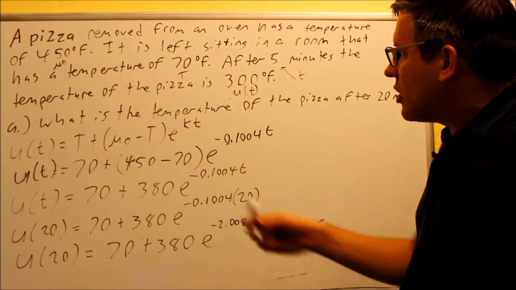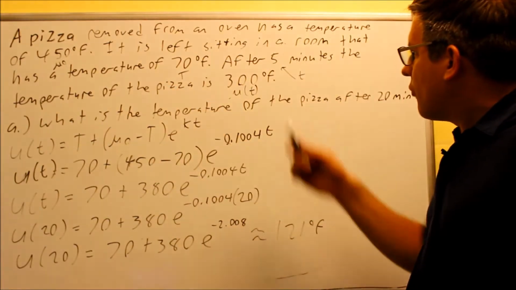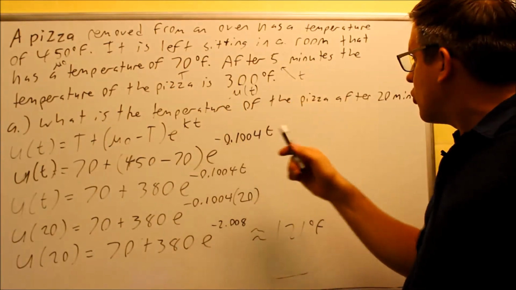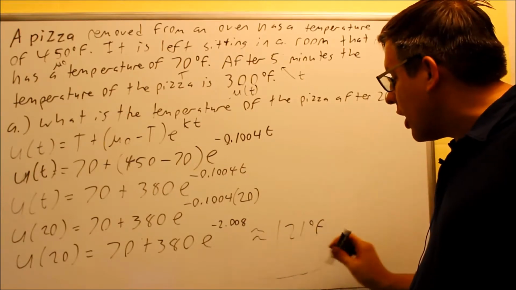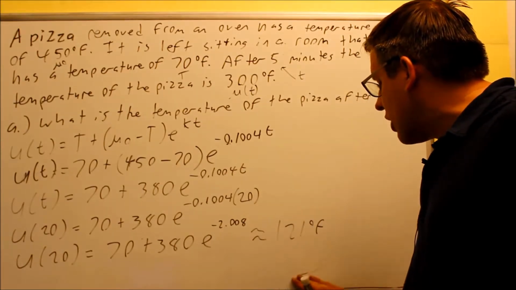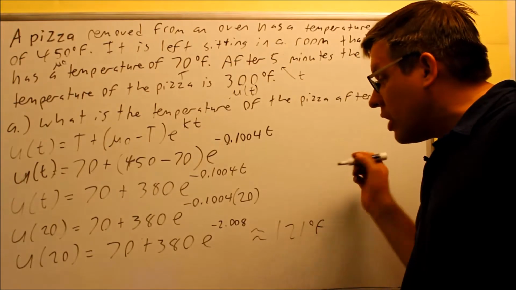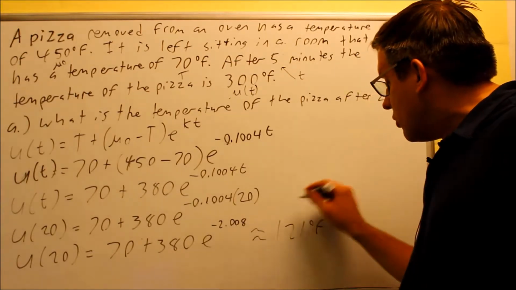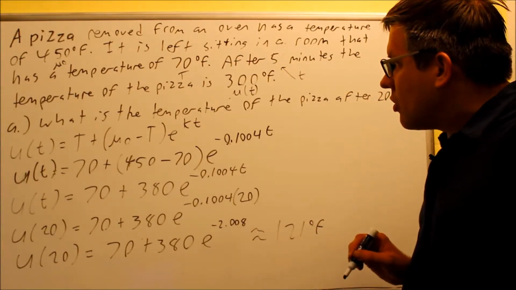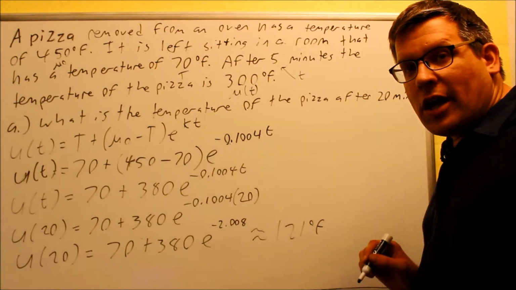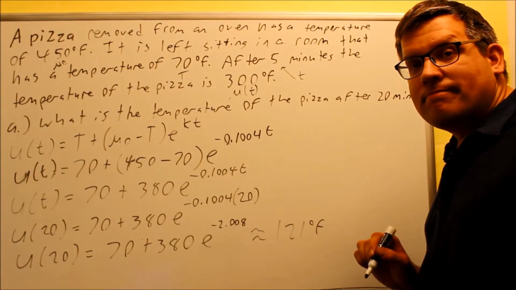So that makes sense because originally it was at 450. After 5 minutes it went down to 300. So 20 minutes is a longer time, so that's why it does go down to 120. That would be something more that you could eat by letting it cool down to about that temperature. And so that would answer part A. So now we're going to go on and look at part B.